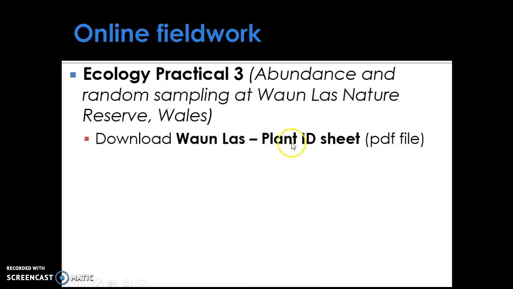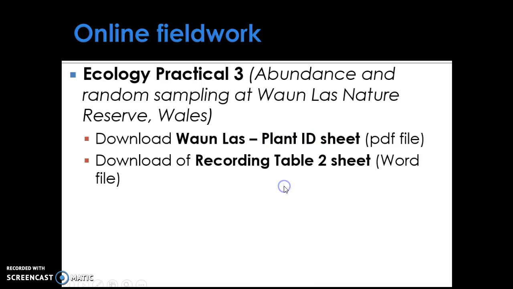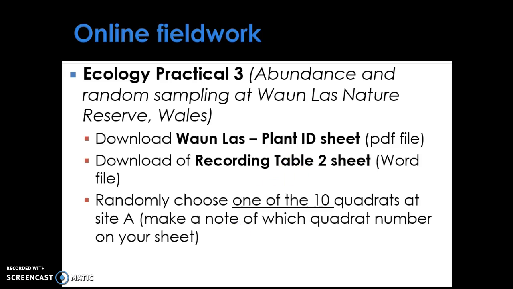First of all, a key, an ID sheet, because it's plant sampling once again, and recording table 2. It's important that you go for recording table 2 rather than recording table 1, and I'll show you the difference in a moment. Once you've done that, you're going to go onto 2 different sites. There's a site A and a site B on Wildmass Nature Reserve, which is in Snowdonia.